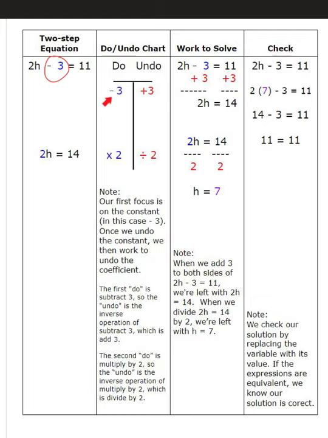So I have the minus 3 as my do. My undo is adding 3. The second do and undo is the multiplying by 2.